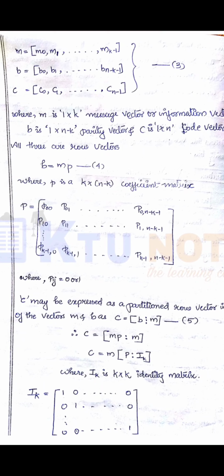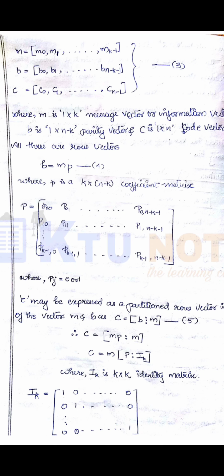So here the size is k by n minus k. Okay. So the next row is P10, P11, etc., P1 n minus k minus 1, etc. The last row is Pk minus 1, 0, Pk minus 1, 1, etc., Pk minus 1, n minus k minus 1.